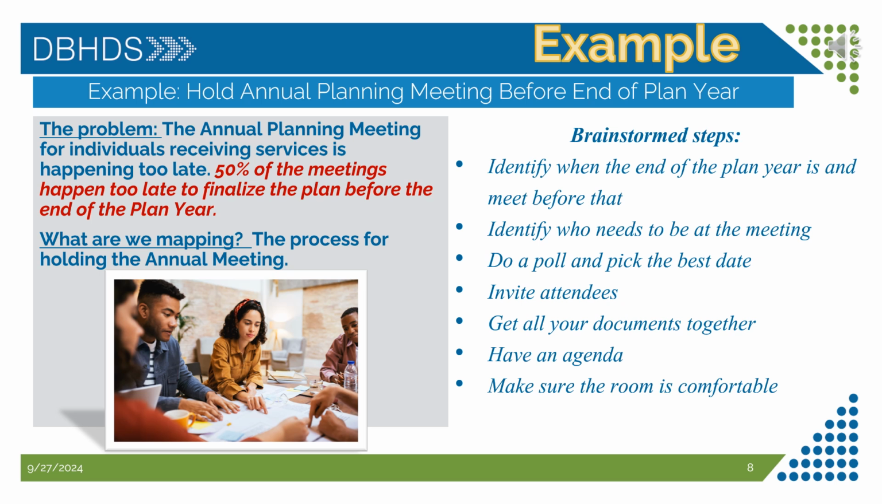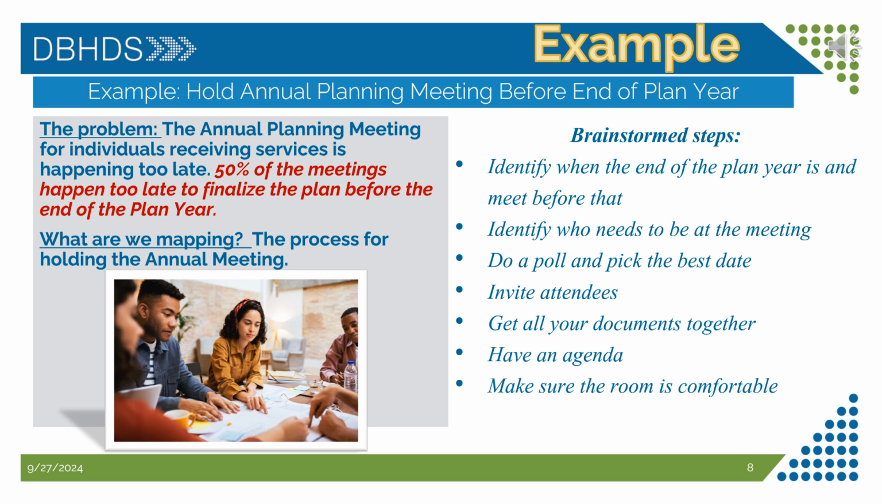Let's look at an example that we are going to use throughout this video. The problem that a team has identified is that the annual planning meeting for individuals receiving services is happening too late. 50% of the meetings happen too late to finalize the plan before the end of the plan year. The process we are mapping is the process for holding the annual meeting. The group has brainstormed the following steps.